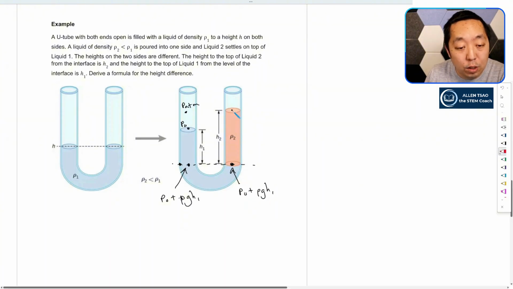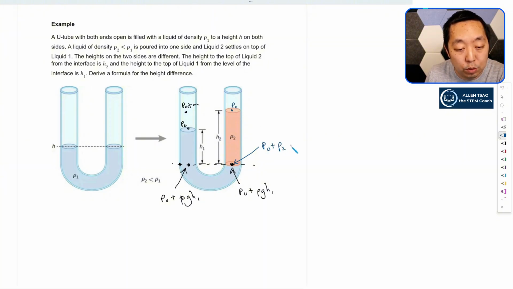However, it's also got this other liquid, orange liquid here. So it also has to be the pressure from this. P0 is at the top of this liquid, so P0 plus rho 2 g h2. Okay, and this is rho 1 because we're talking about this liquid here. And so why is that true? Because same thing, right? It has the same pressure equation from here.